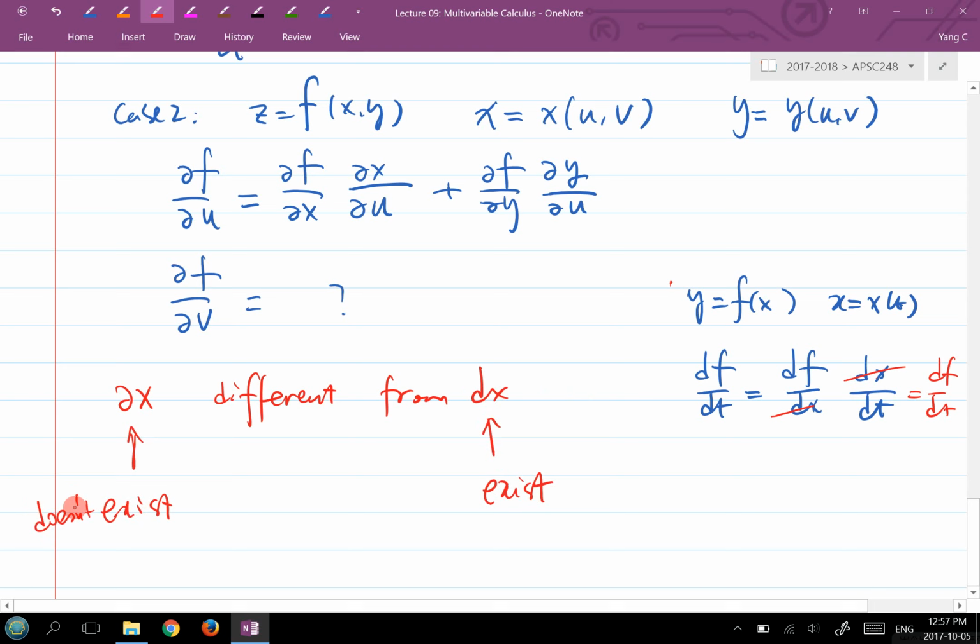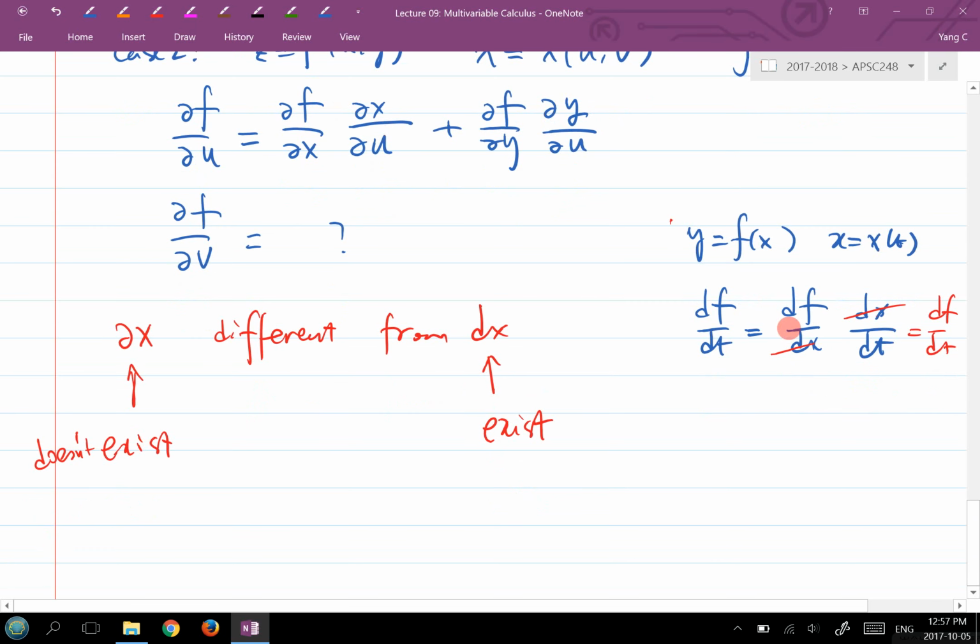The straight d quantity is called a differential. A differential is basically an infinitesimally small quantity. But the partial x here is not a differential. It's just a partial x. That's it.